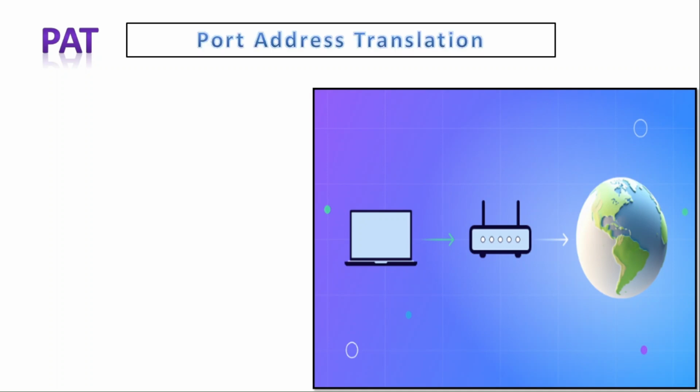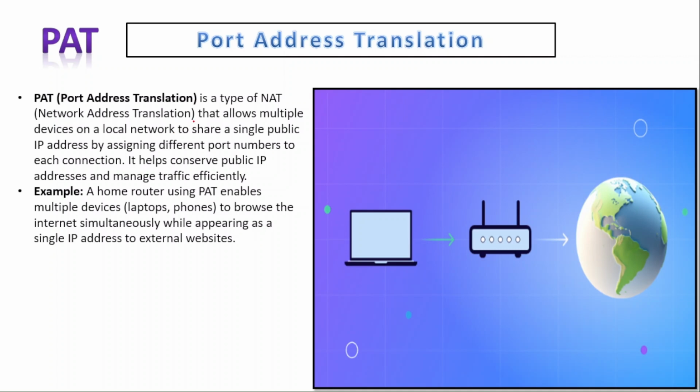PAT, that is Port Address Translation. So PAT, Port Address Translation, is a type of NAT, that is Network Address Translation, that allows multiple devices on a local network to share a single public IP address by assigning different port numbers to each connection. It helps conserve public IP addresses and manage traffic efficiently. Example, a home router using PAT enables multiple devices such as laptops and phones to browse the internet simultaneously while appearing as a single IP address to external websites.